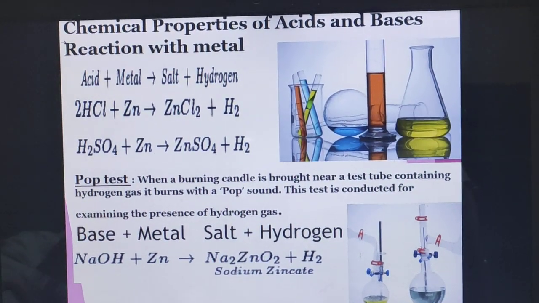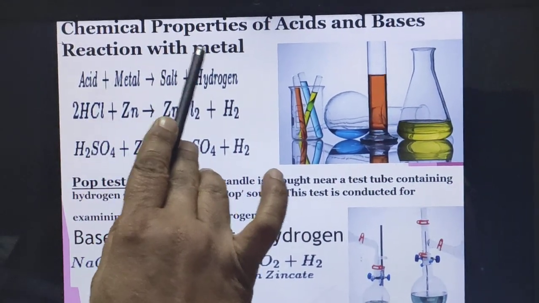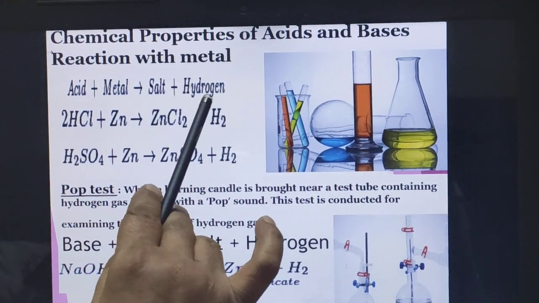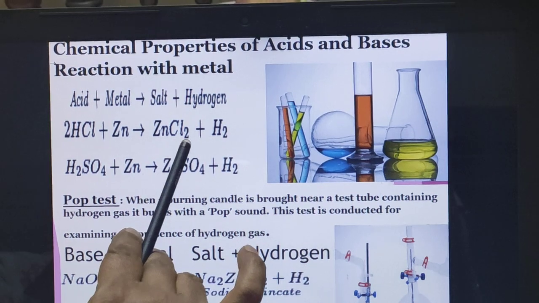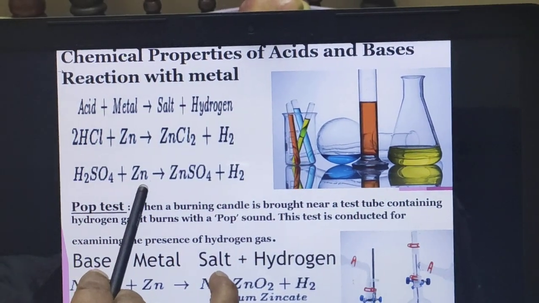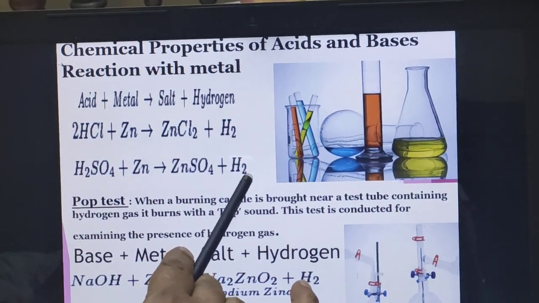Now, chemical properties of acids and bases. First, we are going to take the reaction with metals. Acid reacts with metal, it forms salt and hydrogen. HCl reacts with zinc, ZnCl2 is produced and H2 gas is evolved. In the same way, H2SO4 reacts with zinc, ZnSO4 is produced and hydrogen is evolved.